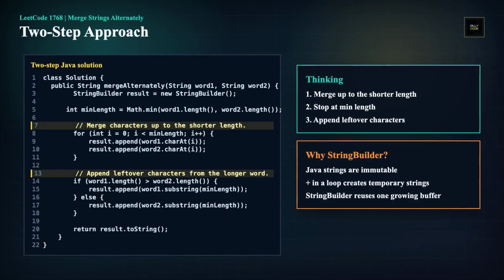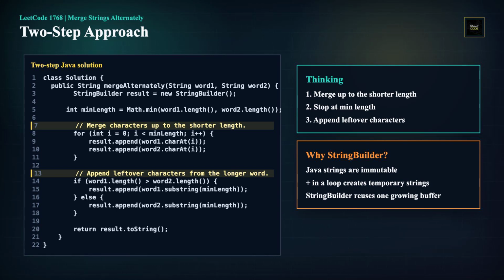We create a StringBuilder called result. We use StringBuilder because we are adding characters again and again. In Java, strings are immutable, so repeated string concatenation inside a loop creates extra temporary strings and uses extra space. StringBuilder keeps one growing buffer, which is cleaner for repeated appends.